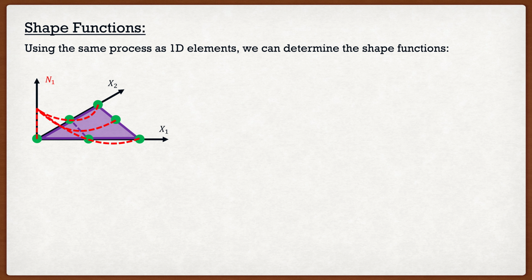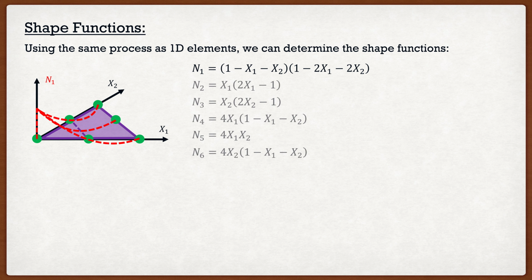So we know that a shape function plane is actually going to look something like this, where it gets a little bit complicated. Now, this plane here can be represented by the following equation, where n1 is equal to 1 minus x1 minus x2 multiplied by 1 minus 2x1 minus 2x2. And if I were to repeat this process for the remaining 5 nodes, I get the following shape functions.